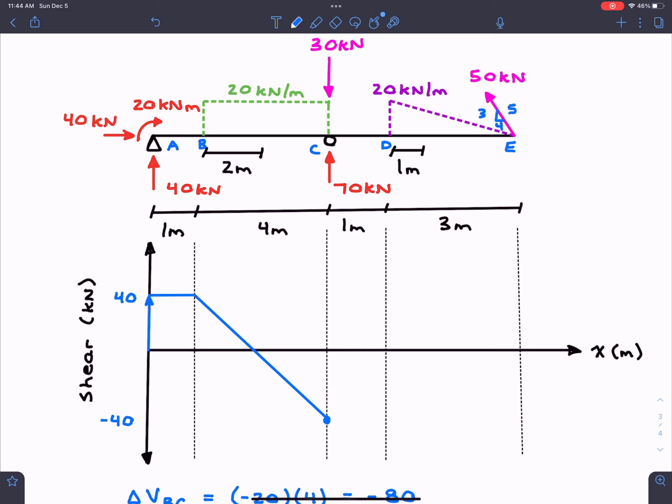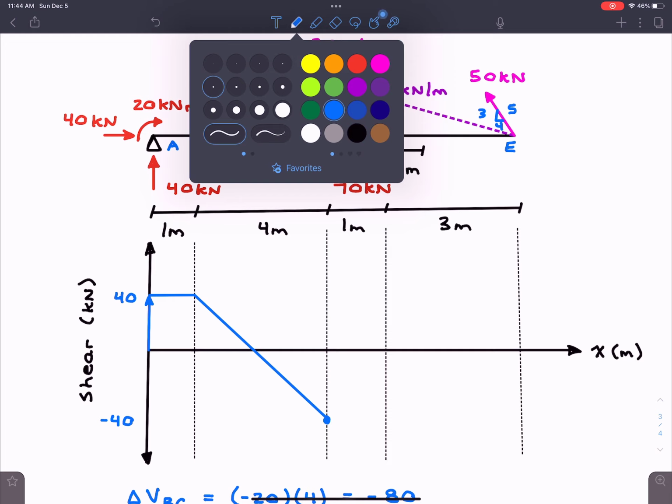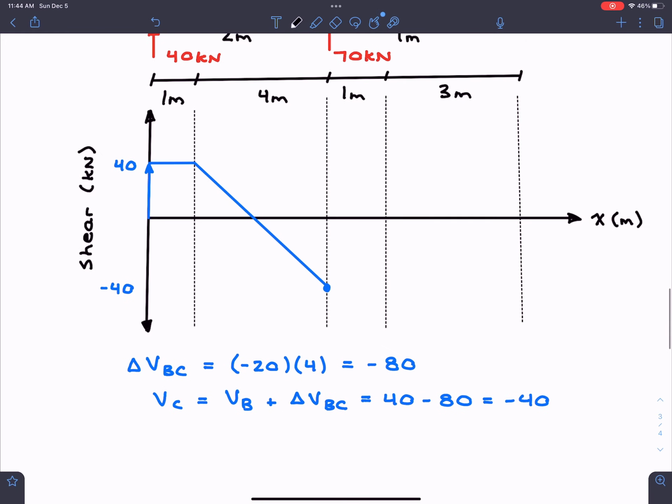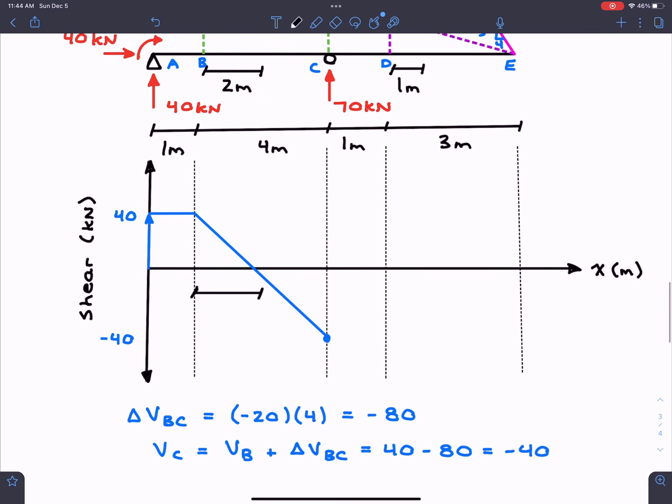One thing that they're going to ask for is this distance right here. What is the distance where our shear actually hits 0? And as we can see intuitively, since it goes from 40 to negative 40 over a distance of 4 meters, we know intuitively that this is going to be, of course, 2 meters. But the question is, if you don't know that intuitively, how can we solve for it?